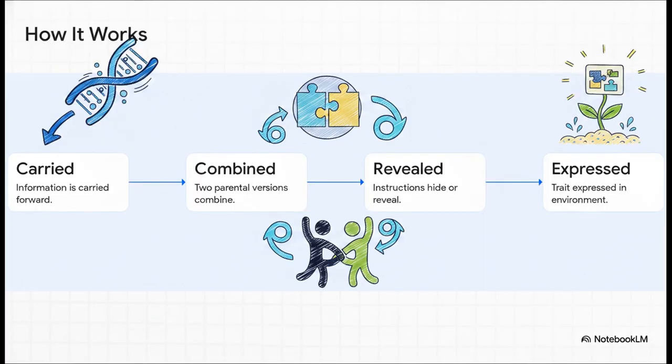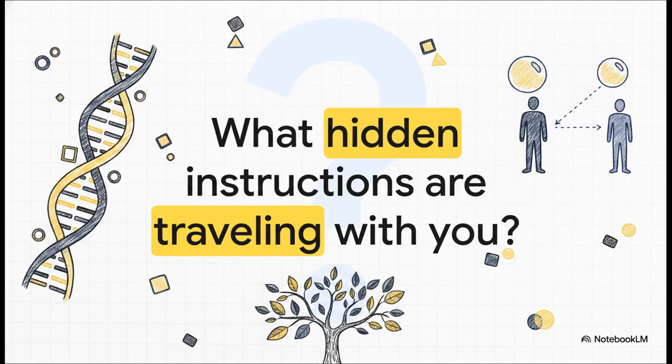So the really crucial point here is how all these individual pieces fit together into one beautifully elegant system. Let's just quickly recap the core steps. First, information is carried forward as discrete units, not some blended blur. Second, two parental versions of these instructions are combined. Third, depending on the specific pairing they end up in, instructions are either hidden or revealed. And fourth, the final trait is actually expressed within and heavily influenced by the living environment. This right here is the major paradigm shift we've been aiming for. You're no longer looking at inheritance as this messy, mysterious blending of traits, but as a highly structured, totally logical system of transmitted instructions.